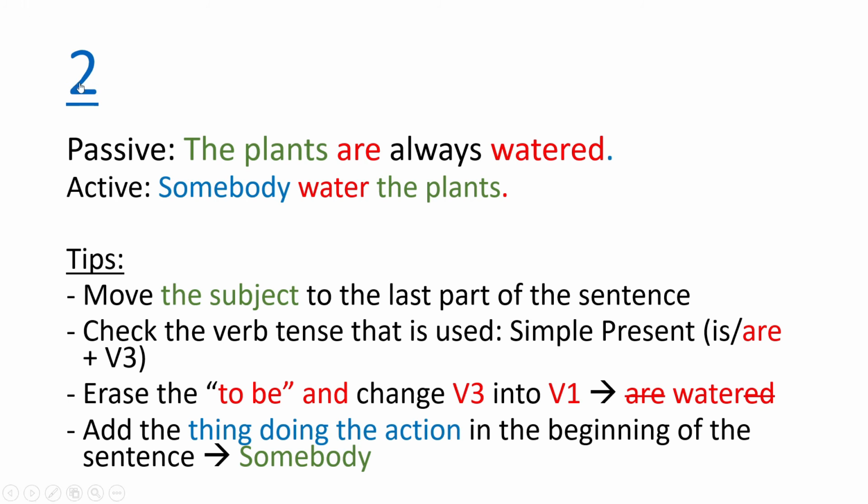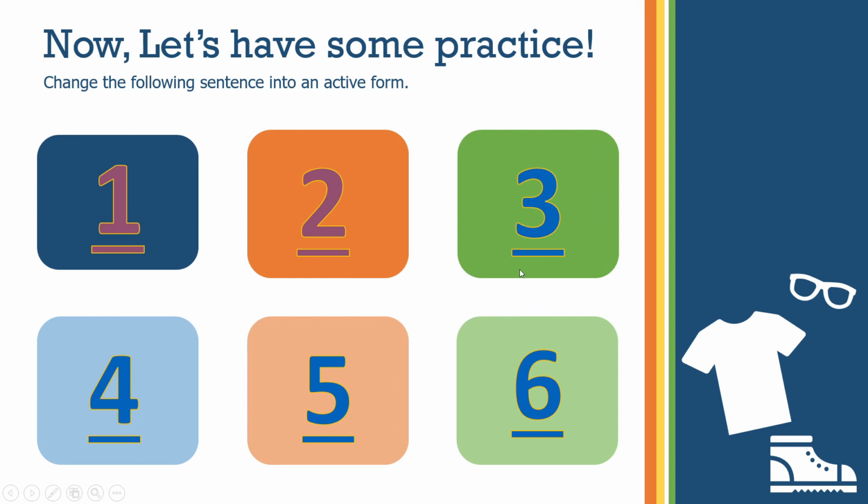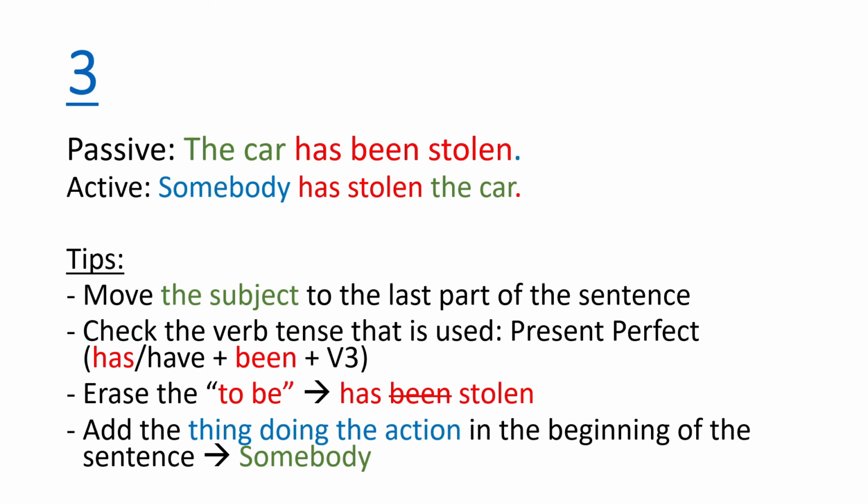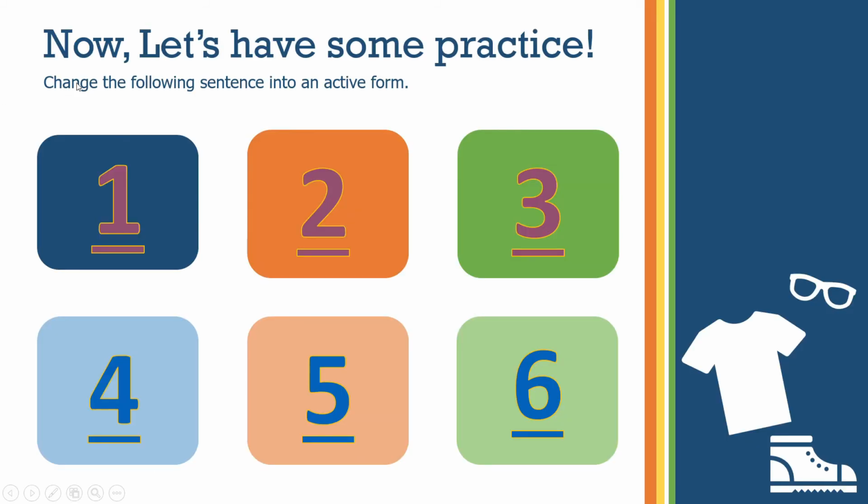Alright. Next one. Now we got 3, 4, 5, 6. How about this? Someone has stolen the car. Wonderful. Very good. The car has been stolen. Somebody has stolen the car. So for present perfect, all you have to do is only erase been, and then decide whether the subject is singular or plural. Somebody has stolen the car. Okay, good one.